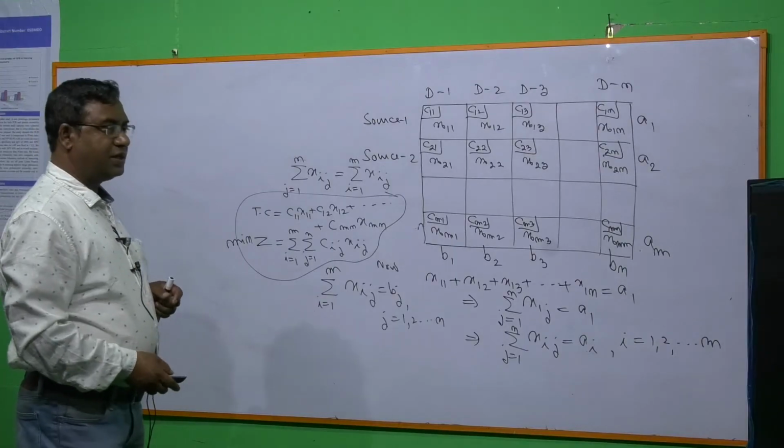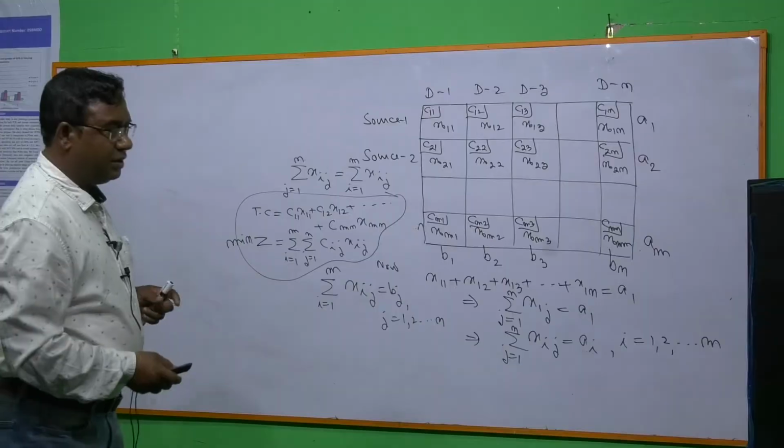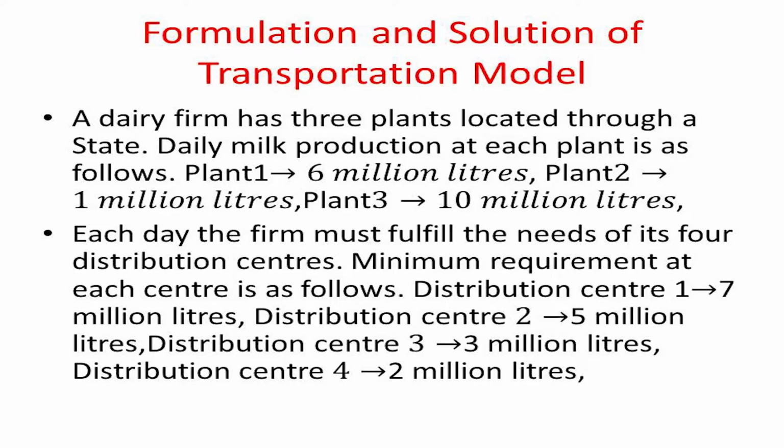So now let us see one problem. First we have to construct the model. A dairy farm has 3 plants located throughout a state. Daily milk production at its plants is as follows. Plant 1 produces 6 million liters of milk. Plant 2 produces 1 million liters. Plant 3 produces 10 million liters.